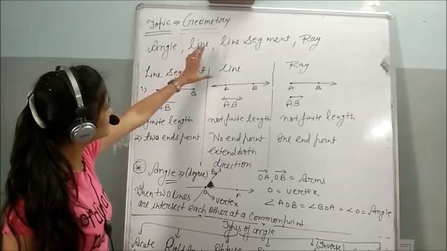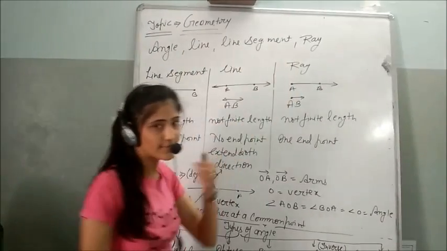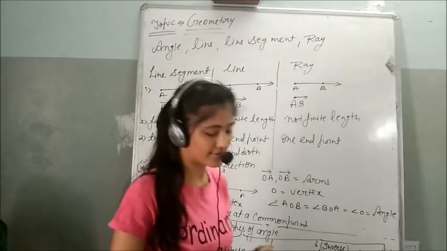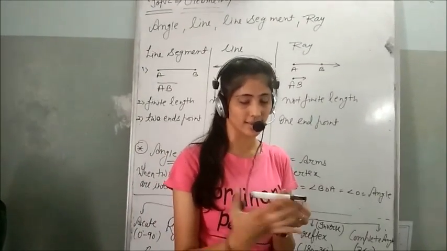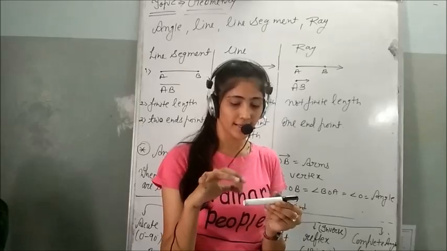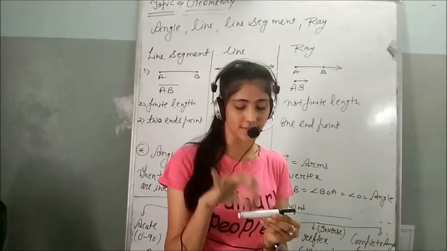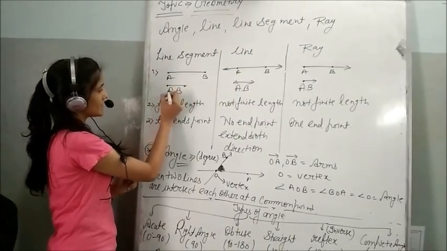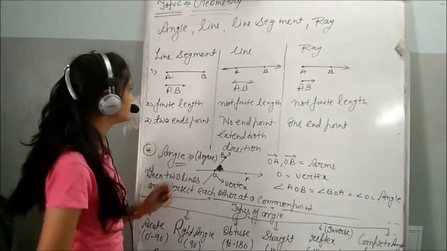In line segment, line and ray, I will just give the basic idea. A line segment has a fixed length, just like this marker. It has two end points and a finite length, which is called a line segment, and it is represented by the symbol AB.